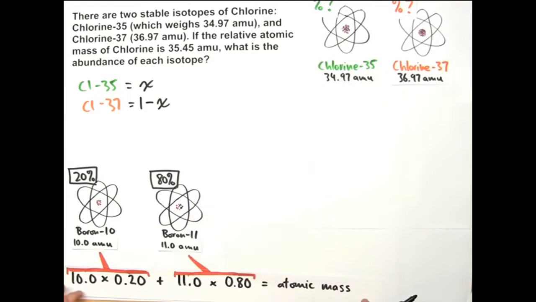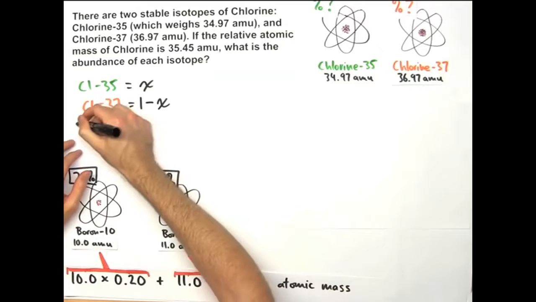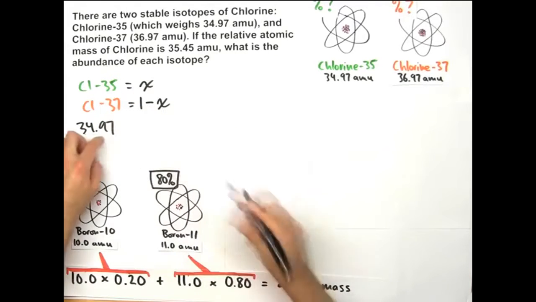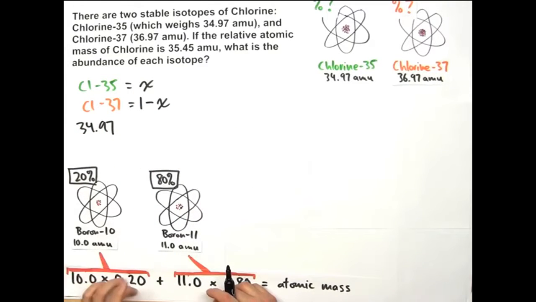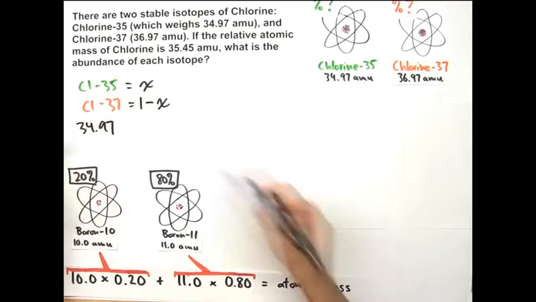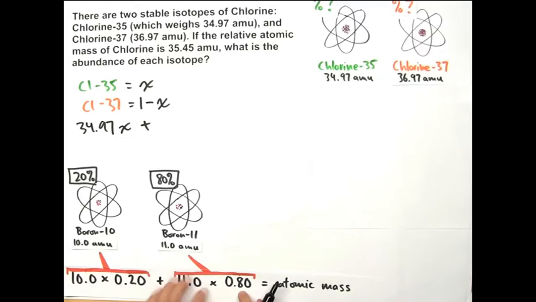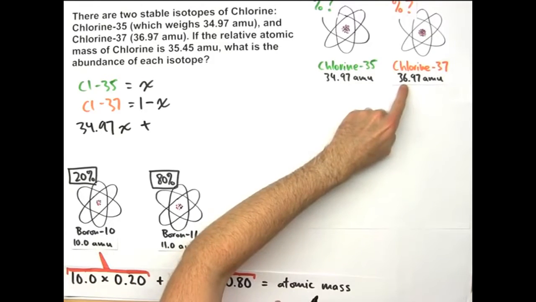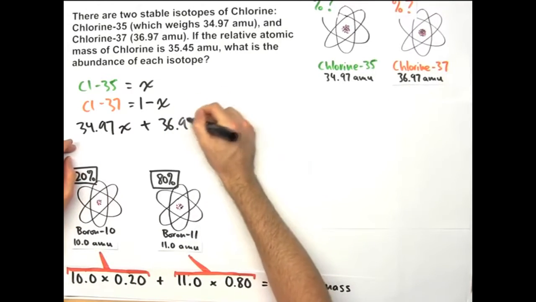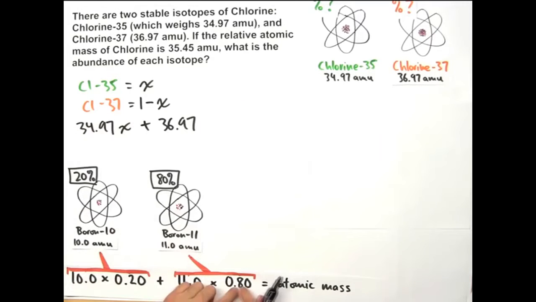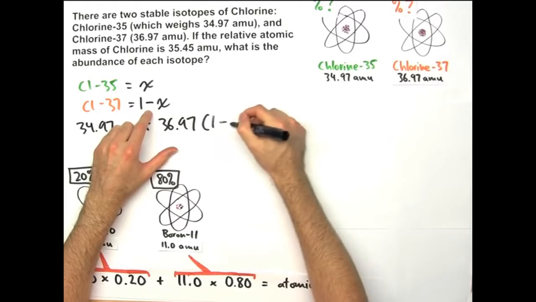So let's start out with chlorine-35. I'll start out with its mass, just like we have the mass of boron-10 here. So the mass of chlorine-35 is 34.97 AMU. Down here, we multiply this by 0.2 because we know the percent, but for chlorine-35, it's just going to be X. We don't know it yet. So we take this, and now we move on to the second isotope. We're going to take the mass of chlorine-37, 36.97, and multiply that by the abundance. It's 0.8 here, and for chlorine-37, it's going to be 1 minus X.